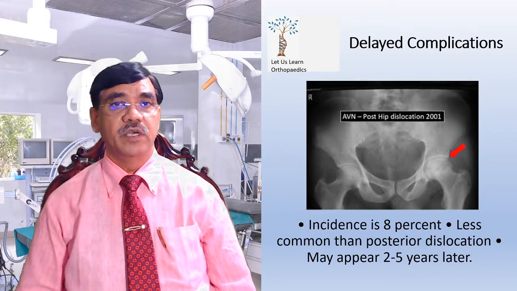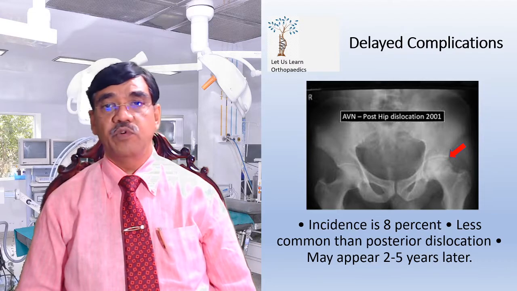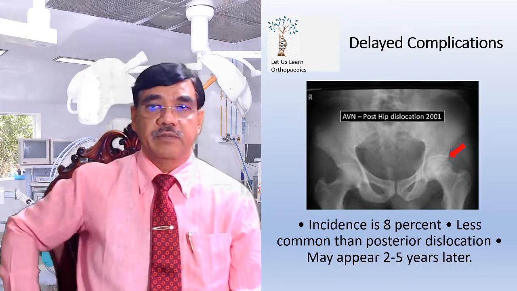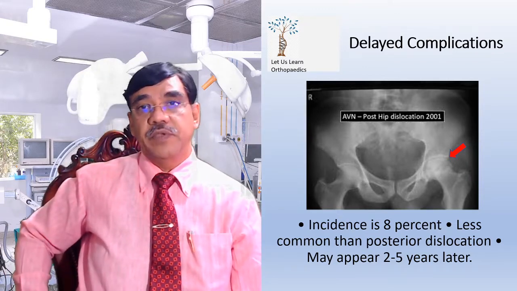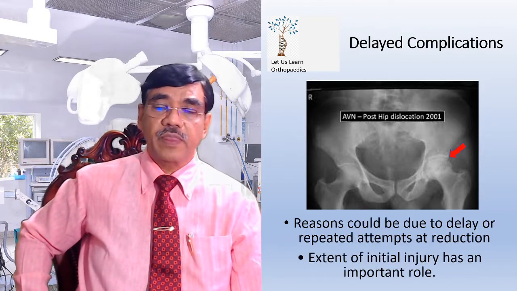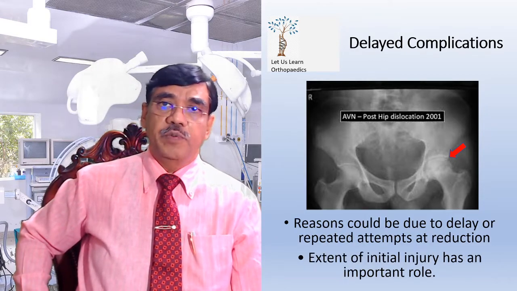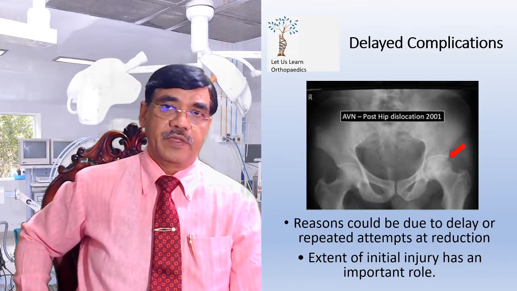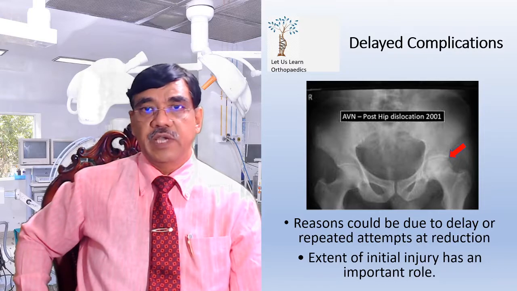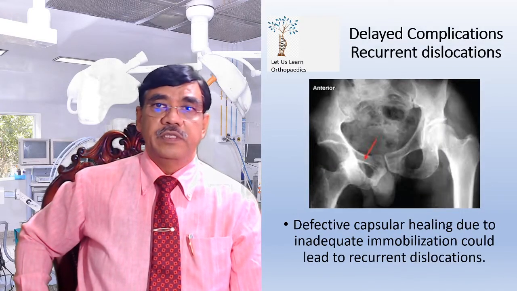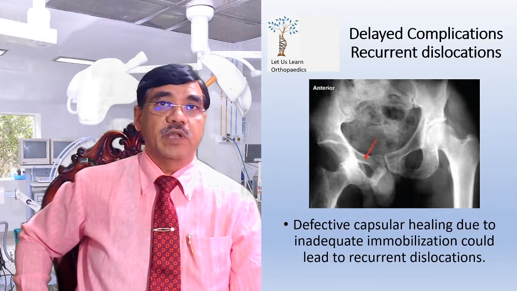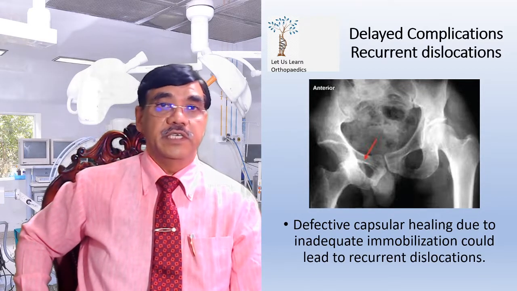It is more common in the posterior dislocation, and it is less in the anterior dislocation. Now it may appear 2 to 5 years later. The reasons could be the delay or repeated attempts at reduction. The extent of the initial injury has an important role. Defective capsular healing due to inadequate immobilization could lead to another complication, that is recurrent dislocation.